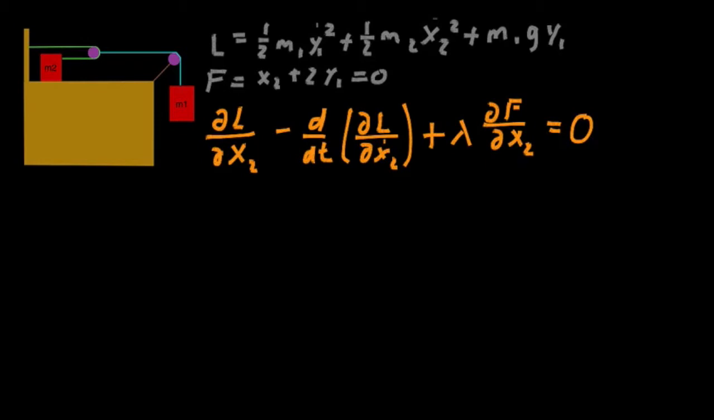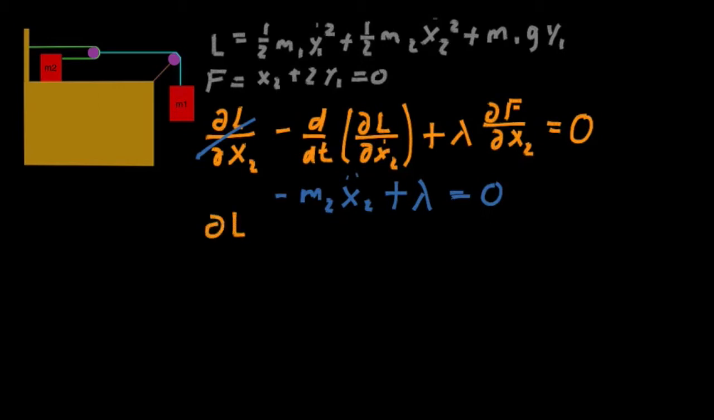And so if we solve this, which is a lot easier than it looks right now, partial L, partial x2 is going to completely cancel out because L does not depend on x2 directly. And so we have minus, well, what's partial L, partial x2 dot? That's going to be m2 x2 dot, because the 2 comes down and cancels with the 1/2. And the full time derivative of that, we just add another dot, so that we take the derivative of velocity to get acceleration. And this is the second derivative of x with respect to time. And then we add lambda times the derivative of f with respect to x2, which is 1, and all that equals 0. Now we get to do the same exact thing with y1.